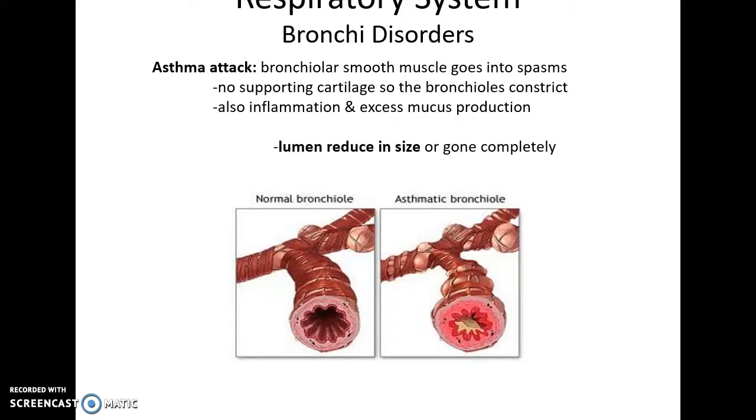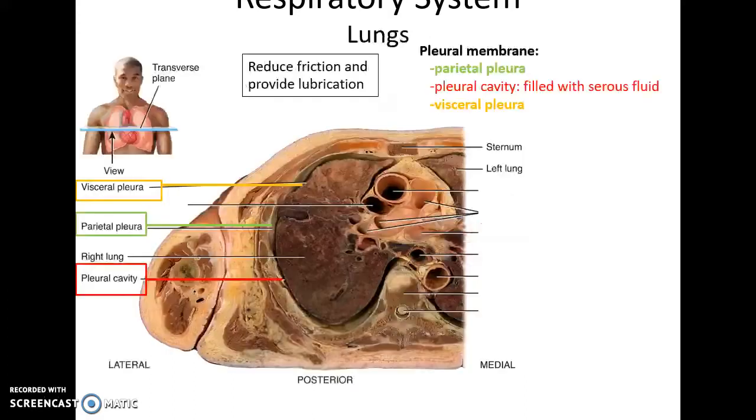Also, during asthma attacks, there can be inflammation within the mucous membrane, which can cause swelling, which would then decrease the overall lumen or space within the bronchiole, and also excessive mucus production, which also would then take up space where air could be. So again, the overall effect of an asthma attack is a reduction in the amount of space that air can travel through these bronchioles, and in some cases can even be completely blocked.